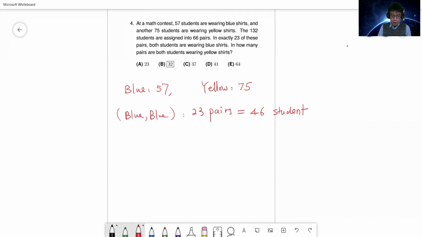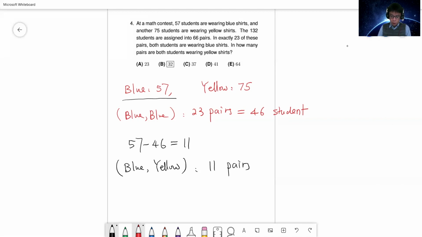So totally we have 57 blue shirts. So 57 minus this 46, we have the remaining 11 blue shirts. And for those 11 blue, they are paired with yellow shirts. So we must have blue-yellow pairs. There are 11 pairs.